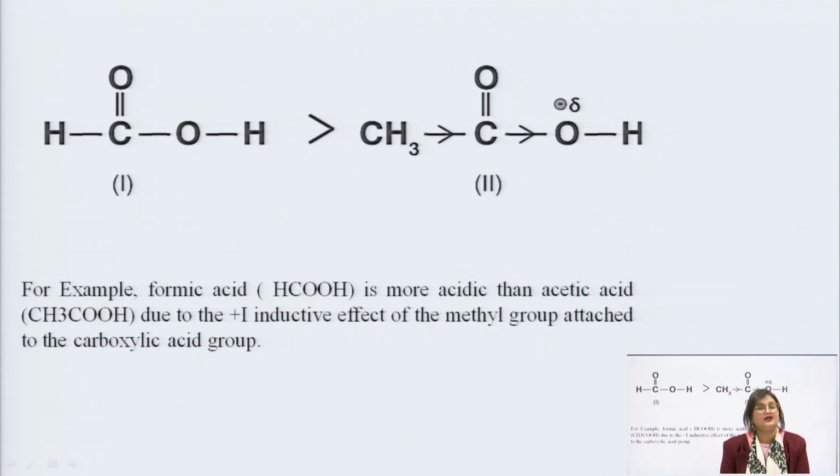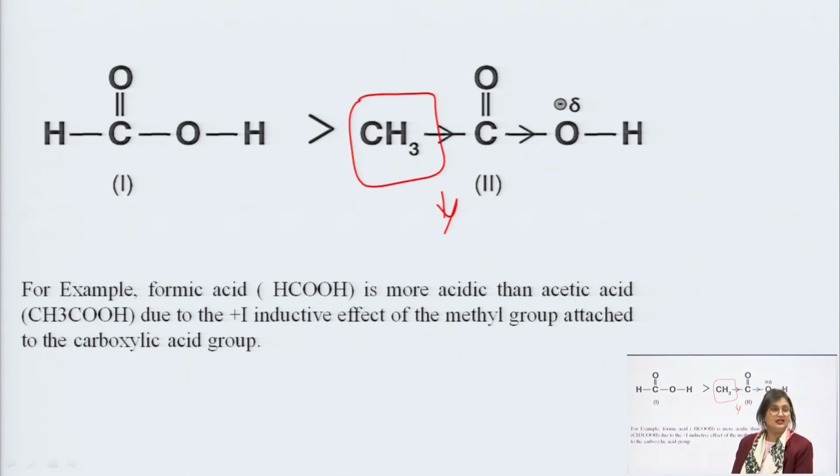For example, if we take formic acid, formic acid is more acidic than acetic acid due to the positive inductive effect of the methyl group attached to the carboxylic acid group. Because CH3 has a positive inductive effect, this decreases the acidity when compared to formic acid. So, this is how the inductive effect plays its role in determining the strength of acidity.